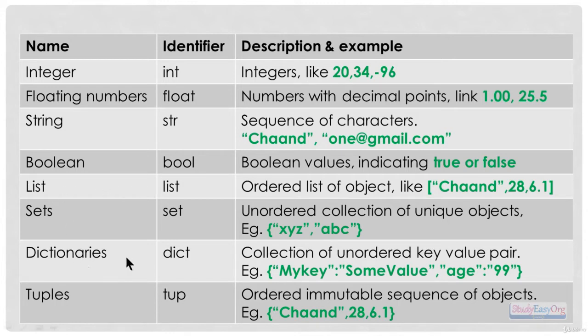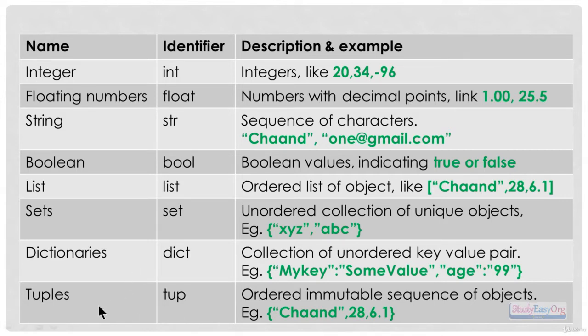Alright, then we have the dictionaries. What are dictionaries? These are collections of unordered key value pairs. For example, we can have two keys in here, my key with some value, and age equals 99. Whenever we would like to extract information out of a key, we can do that. We can extract the value from the key my key, and we can read that the value of my key is some value. So this is a key value pair type of collection, and we will again talk about dictionaries in our later videos.